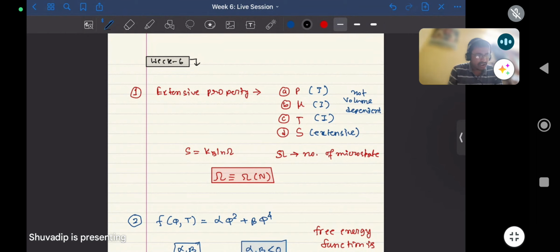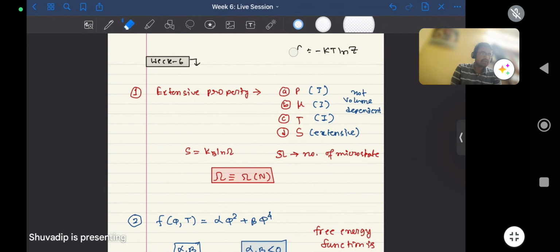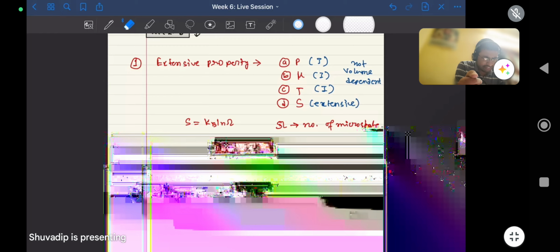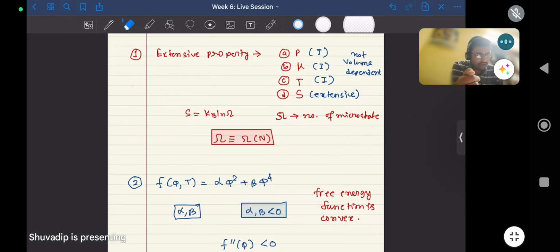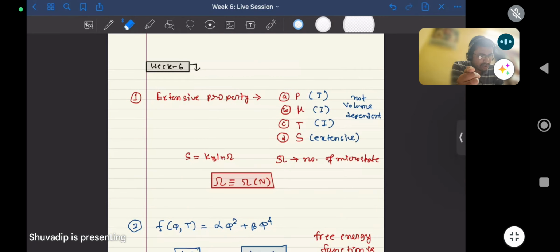So free energy is defined as F is minus kT ln Z, where Z is the partition function. So this kind of thermodynamic variable is important in this module, and there will be relations between all the thermodynamic variables. So suppose F is E minus Ts, then Gibbs free energy is E plus PV minus Ts.